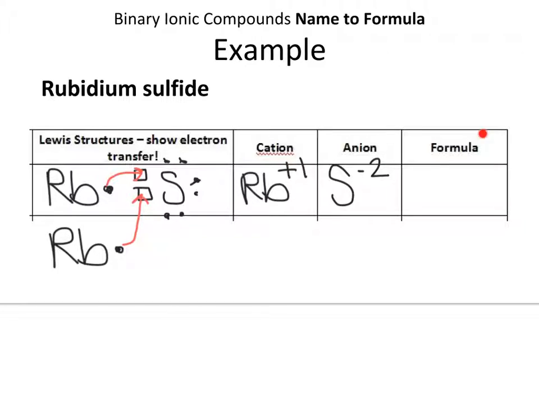And when we write the chemical formula, we want to go back to our Lewis structures over here, and we're going to count how many of each element we need. So if we start with rubidium, we have 2 rubidium, so Rb, and to show that we have 2 of them, we do a subscript 2, and then we have 1 sulfur. So the chemical formula for rubidium sulfide is Rb2S.